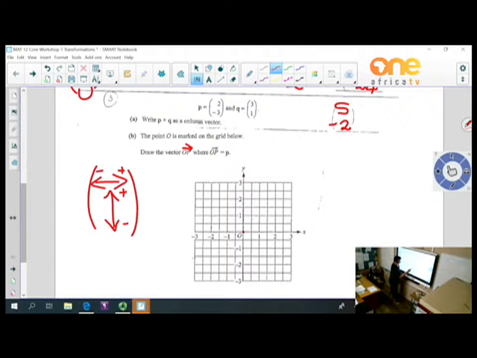So now I go 1, I have to, don't just count blocks, you'll have to use the unit. So I go 1, 2, and then 1, 2, 3, because it is negative 3. So this is my column vector, and remember that you will always put an arrow there to indicate the direction.